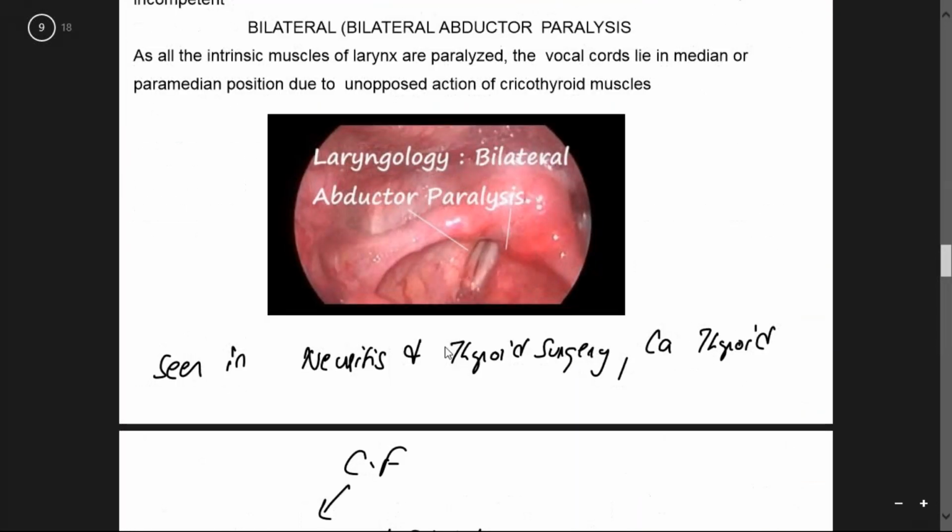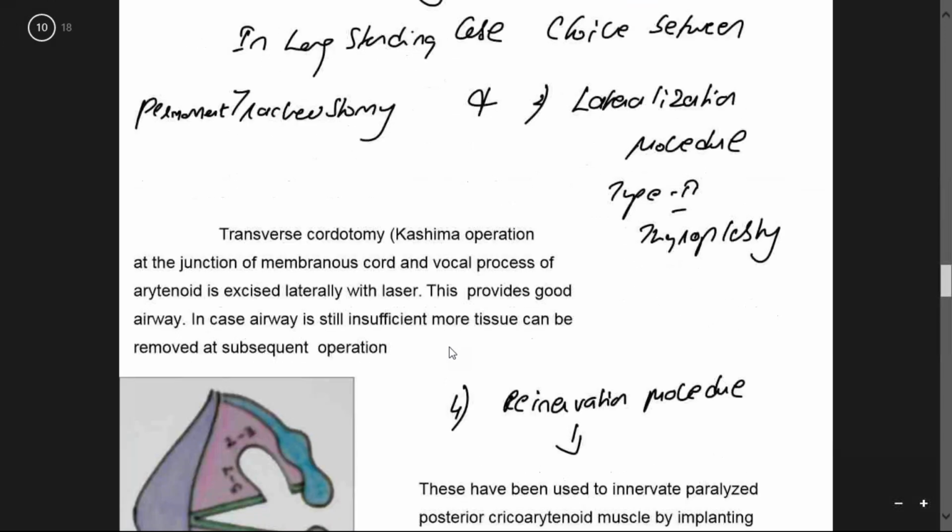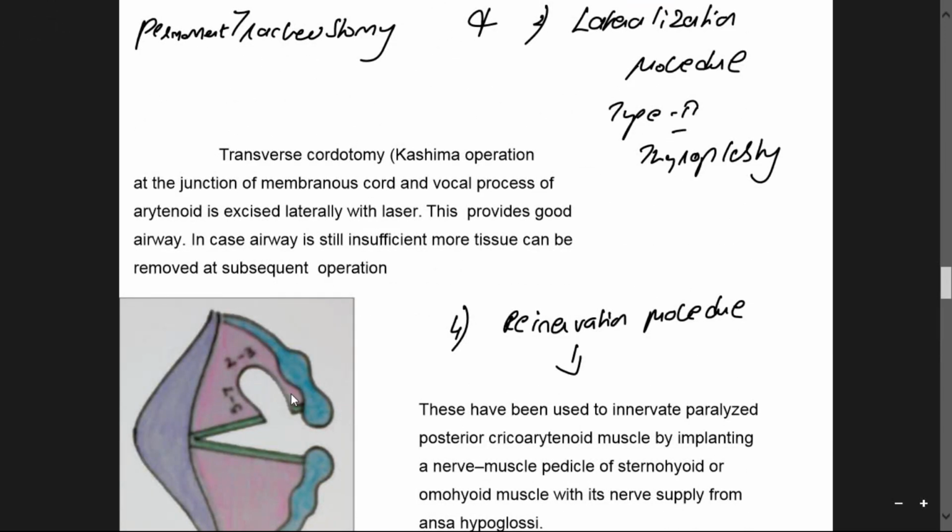There are other procedures. Now let me explain this. This is the transverse cordotomy, also known as the Kashima operation. What we do is take a laser and excise here. This is the vocalis muscle here, and this is where the vocal cords are, with the arytenoids and the vocal process of the arytenoid here. We excise this area so that air escapes from it. So remember, the Kashima operation is just for airway.